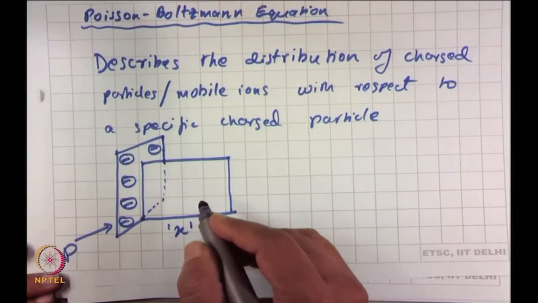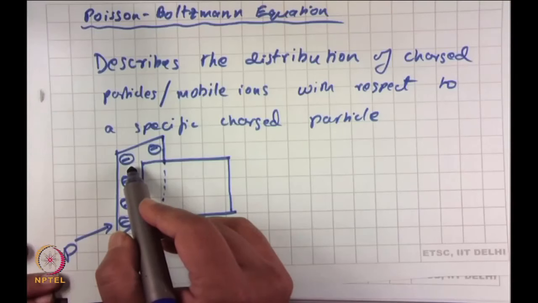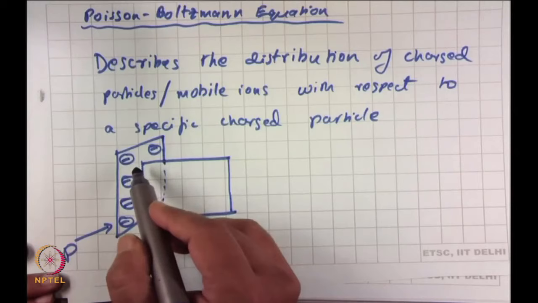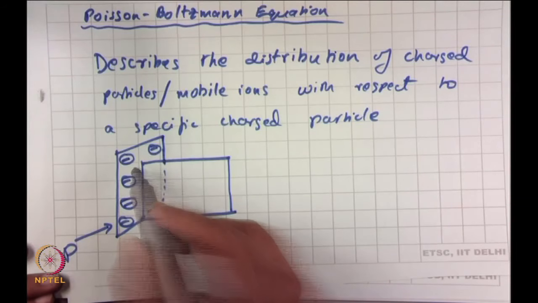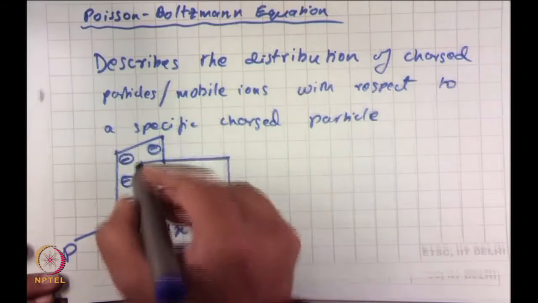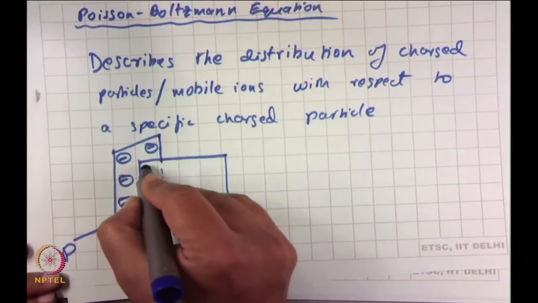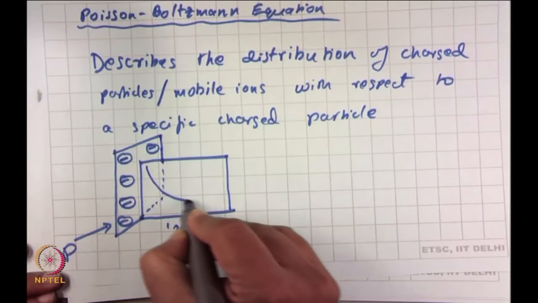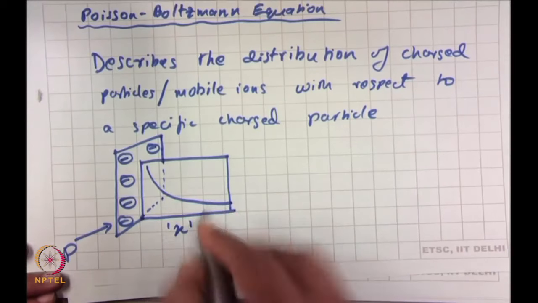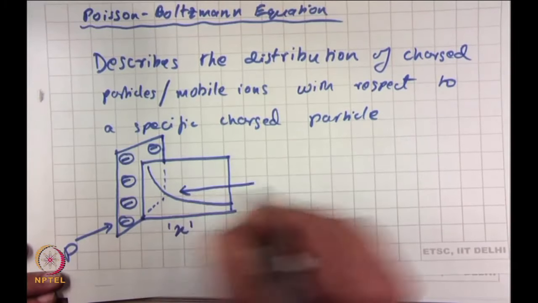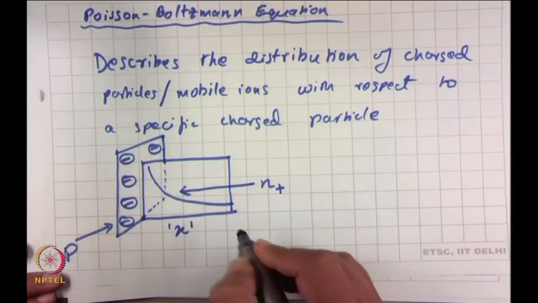Now, if I have a salt solution, I would be having both negative and positively charged ions. Because the plane is negatively charged, what should I be having mostly near the negatively charged plane? Positive ions, right. So, what I can do is draw a distribution like this, which goes like this, and this one corresponds to n plus.